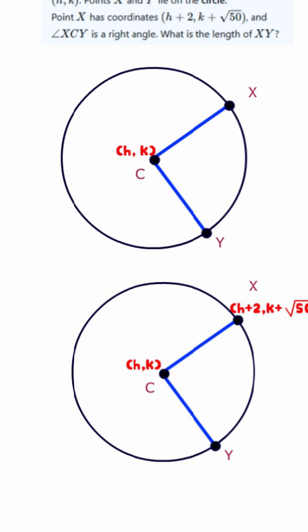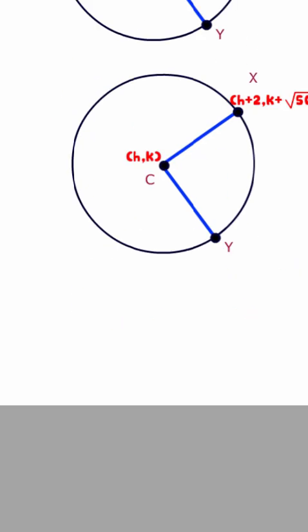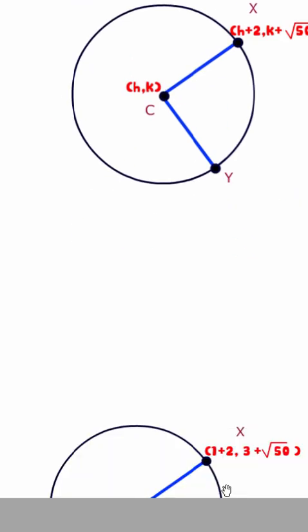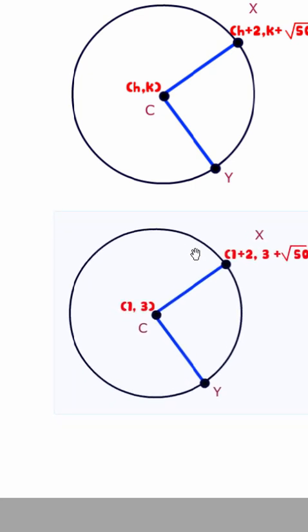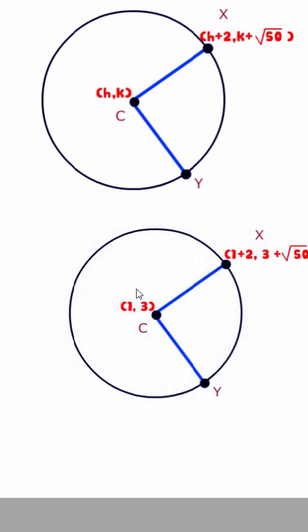Now, I recommend a strategy for questions like this. You could use h and k and plus 2 and plus square root of 50. I would prefer to make up real numbers for h and k because any numbers you make will work. I'm going to make some nice easy numbers. I'm going to make h 1 and k 3. All I did was substitute 1, 3 in for h, k. The math will be the same.